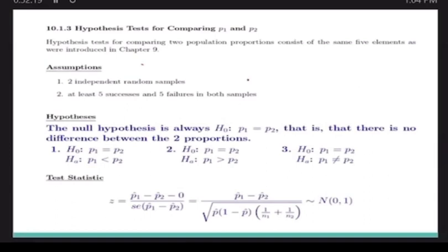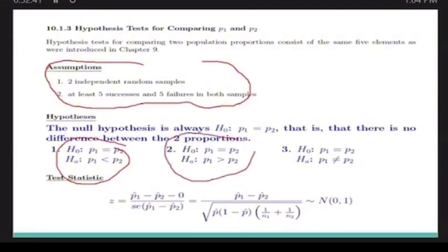We're also going to have assumptions. But let me tell you this: the assumption for proportion for one population is different from two populations. For two populations, they have to be at least 5. This product has to be at least 5. Does that make sense? Okay. Now, the hypothesis can be this one, or this one, or this one. You see, it's an extension.